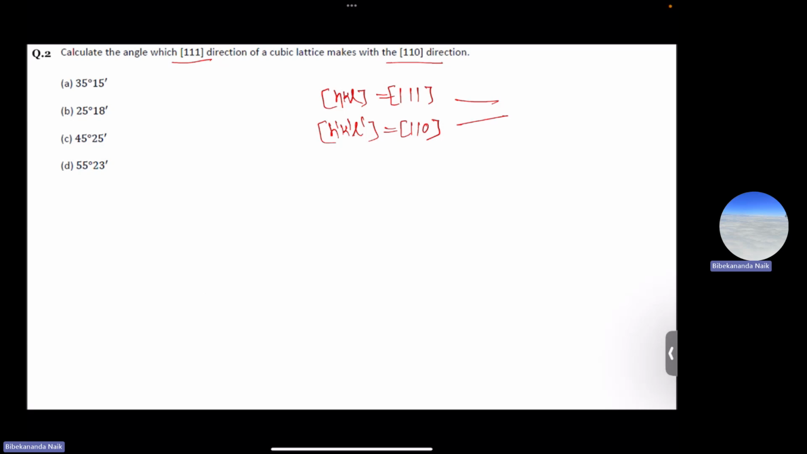The options are option A 35 degree 15 minute, option B 25 degree 18 minute, option C 45 degree 25 minutes, and option D 55 degree 23 minutes. So these are the four options. We need to simply find the angle that the normals to these two planes make with each other. I'll give you a few minutes to try this question and then I will discuss.